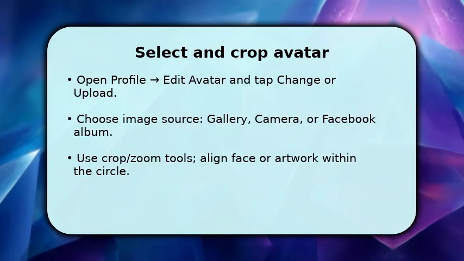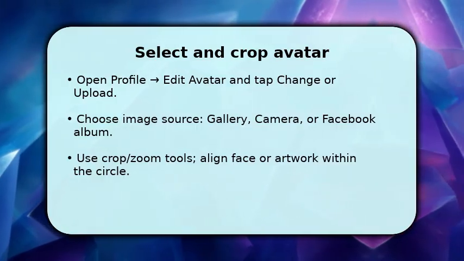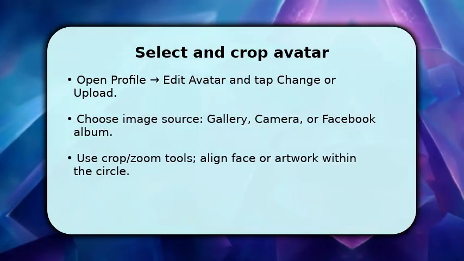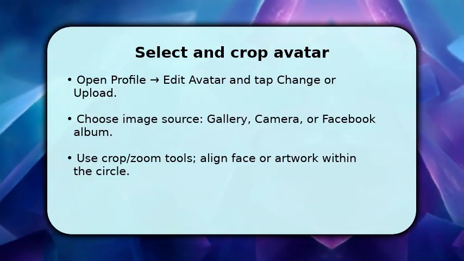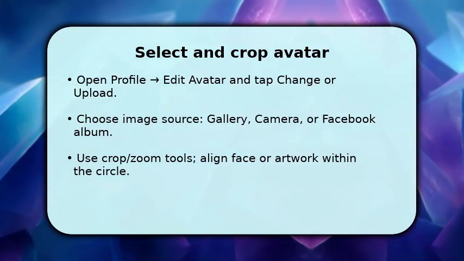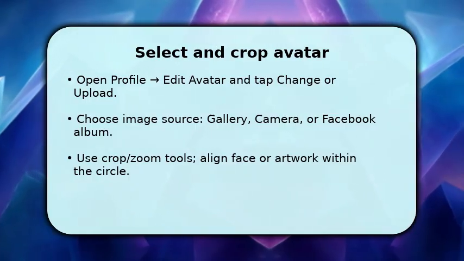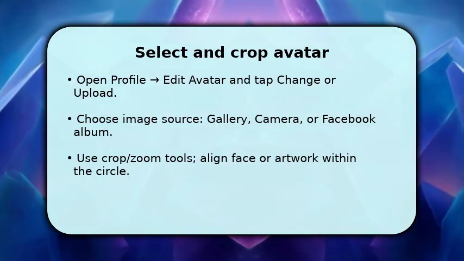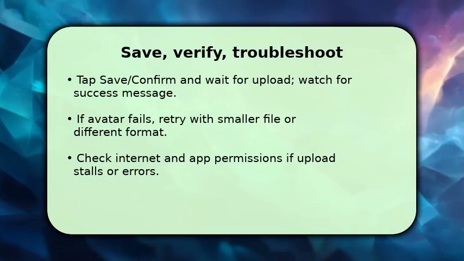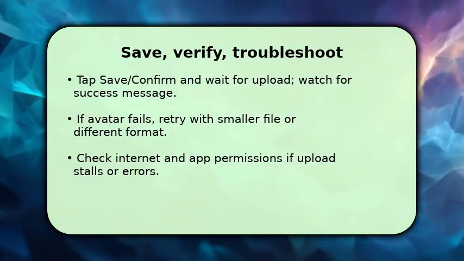After selecting the file, use the crop and zoom tools Ludo Star provides to center and scale the subject inside the circular avatar frame so it looks clear in-game. Once satisfied, confirm the crop. This step ensures the avatar isn't awkwardly cut off in lobbies, and finish by tapping Save or Confirm and wait for the app to upload and update your avatar.